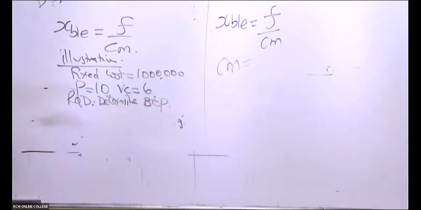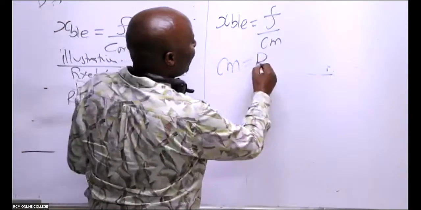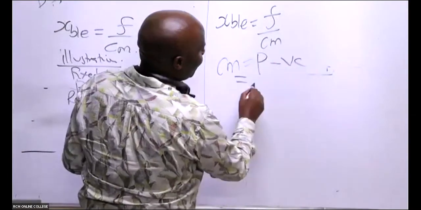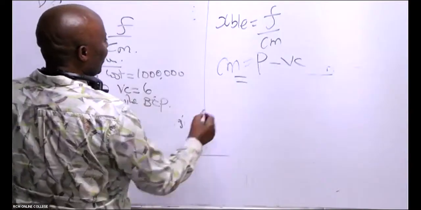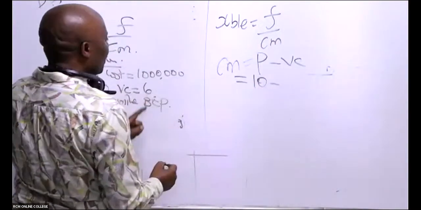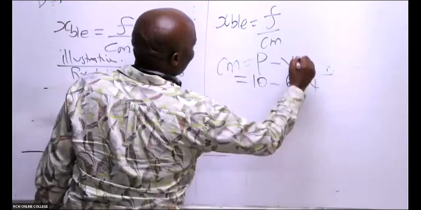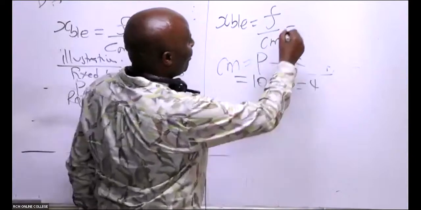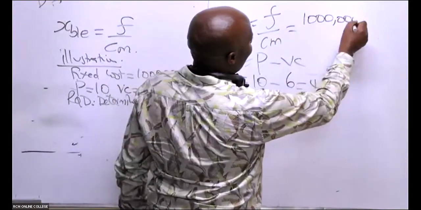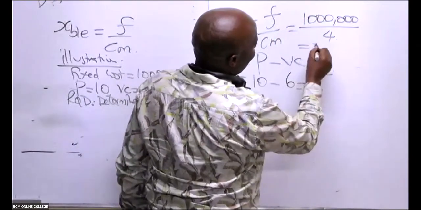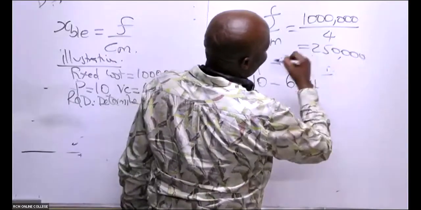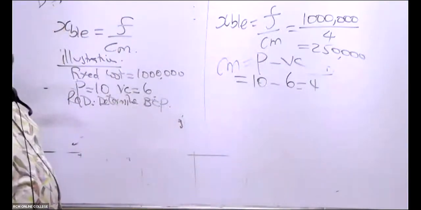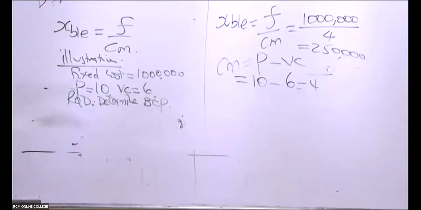CM is 4, because CM is selling price minus variable cost. The selling price has been given here, it is Kenya shillings 10. Variable cost is 6. So that gives us 4. Now substitute there: fixed cost over CM. The fixed cost here is 1 million over CM of 4, which gives us 250,000.